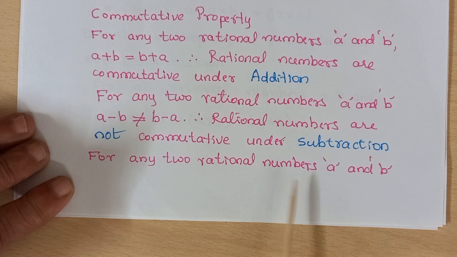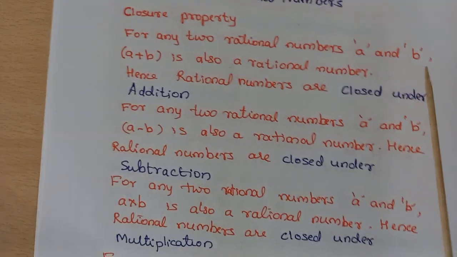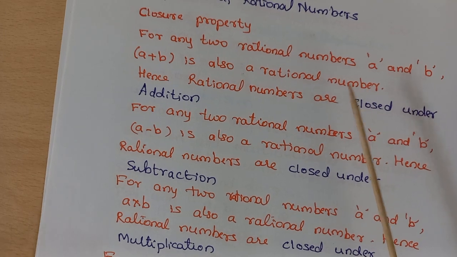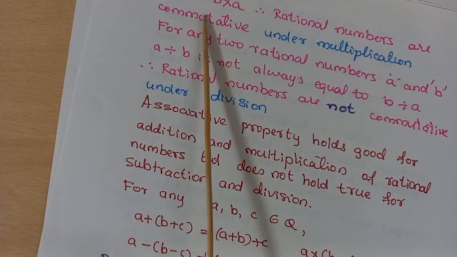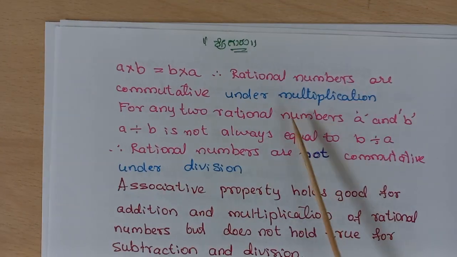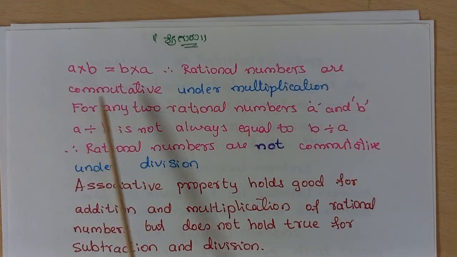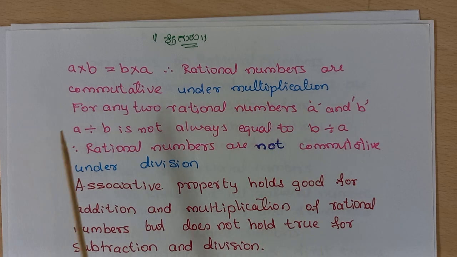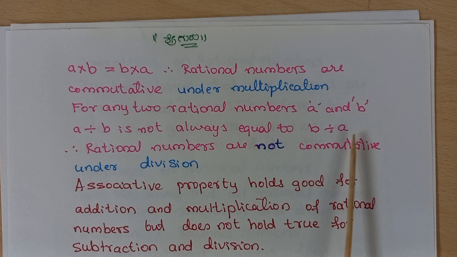For any two rational numbers a and b, a into b is equal to b into a. Therefore, rational numbers are commutative under multiplication. For any two rational numbers a and b, a divided by b is not always equal to b divided by a. Therefore, rational numbers are not commutative under division.